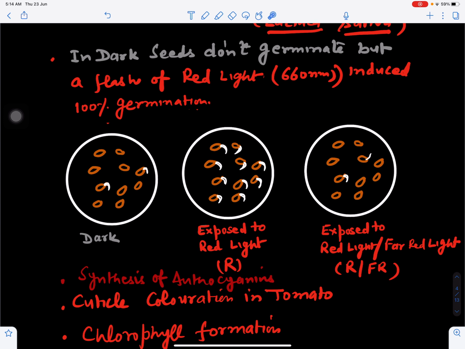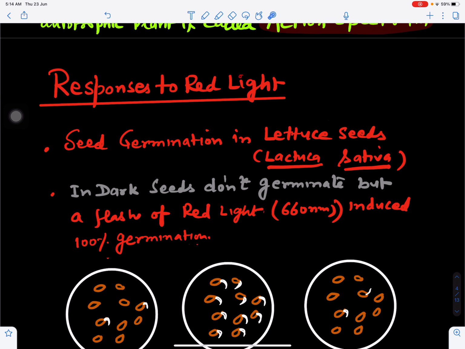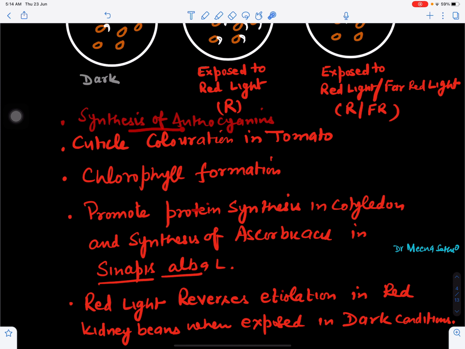Another effect of photomorphogenesis is the synthesis of anthocyanins. So here we are looking at responses to red light. One, red light controls the germination in lettuce seeds, like we discussed. Another thing is that it also controls the formation of anthocyanin pigment which gives color to the plant. This also affects coloration in tomato, and we know tomatoes when unripe are green in color, and at maturity they turn red in color. So cuticle coloration is controlled in tomato.